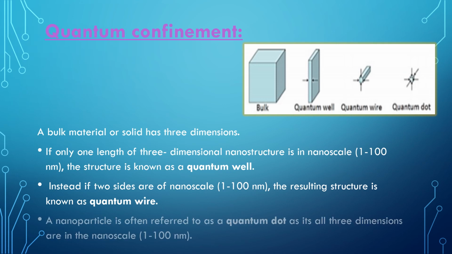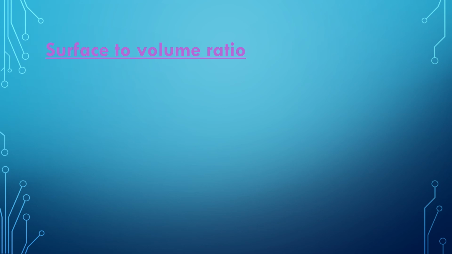Then third, a nanoparticle is often referred to as a quantum dot, as all three dimensions are in nanoscale, between 1 to 100 nanometer. You can see here along the x-axis, y-axis, and z-axis. Along all three axes it is in nanoscale, so it is known as quantum dots.